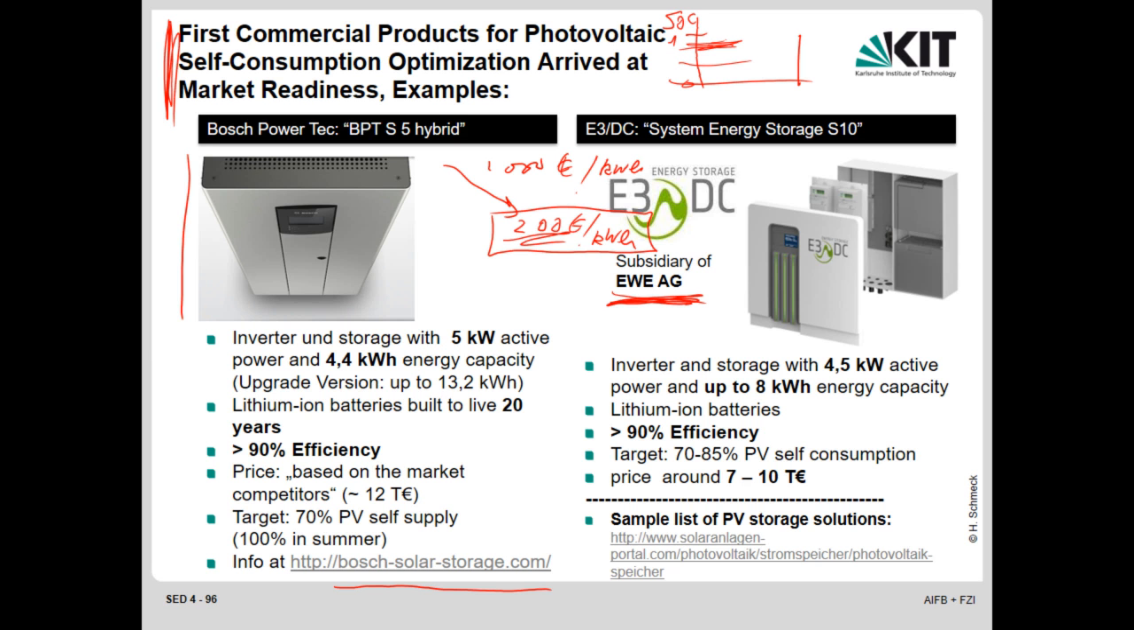And there's also some additional incentive if you are independent in your energy supply from the energy utilities, then you have some additional incentive for that.